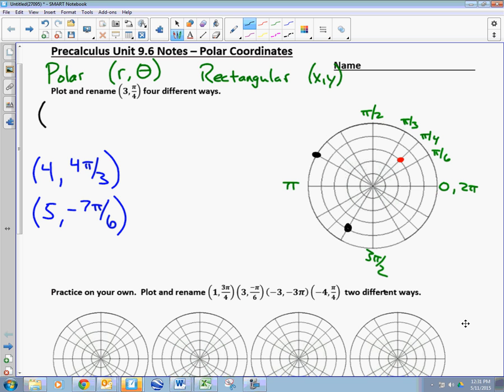3, pi over 4, I'm going to rename it, but I'm going to use a negative angle. So what angle would I turn in this direction to get to that same spot? Negative 7 pi over 4. So the coordinate negative 7 pi over 4 would be my rotation. And then I would go 3 units in that direction. That's another way of naming that coordinate. Everybody okay with that?